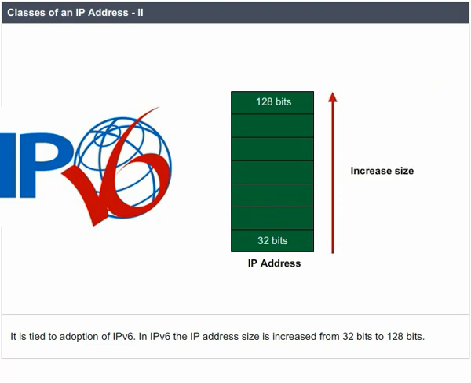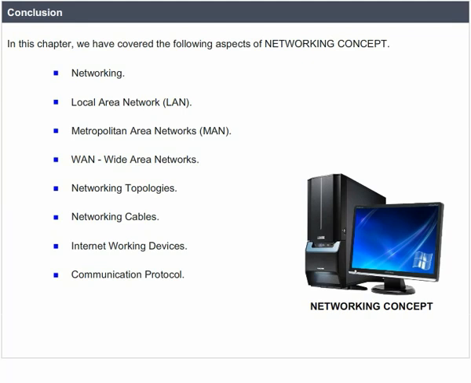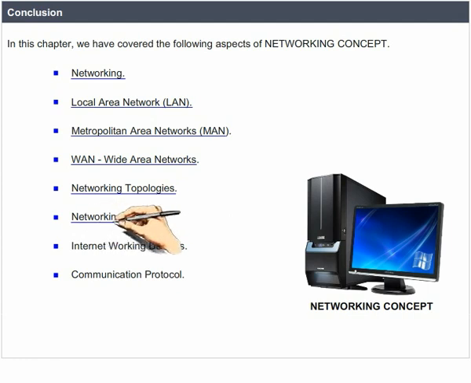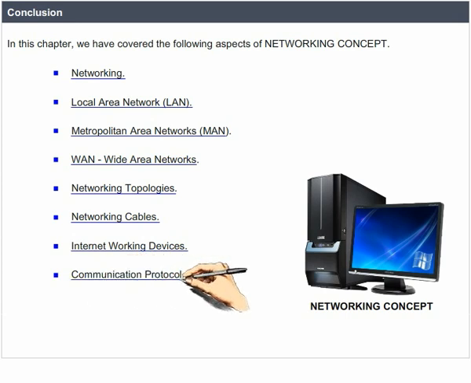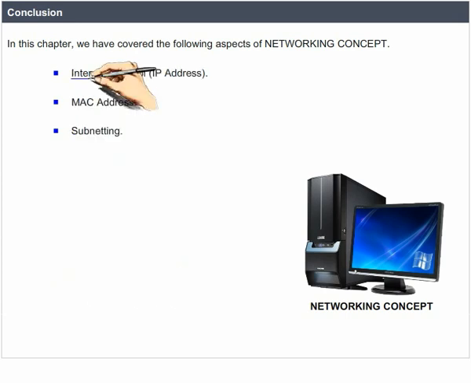Conclusion. In this chapter, we have covered the following aspects of networking concepts: networking, local area network, metropolitan area network, wide area network, network topologies, networking cables, internetworking devices, communications protocol, internet protocol IP address, MAC address, subnetting.